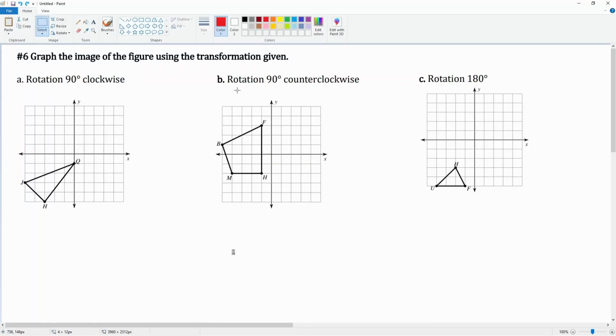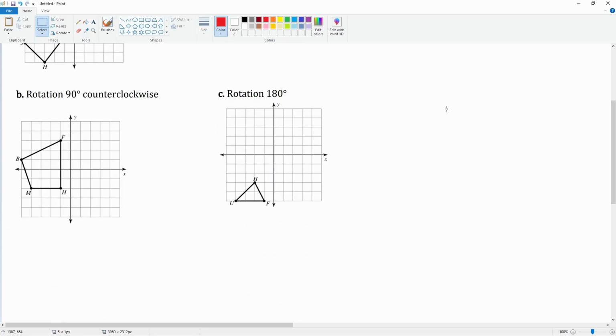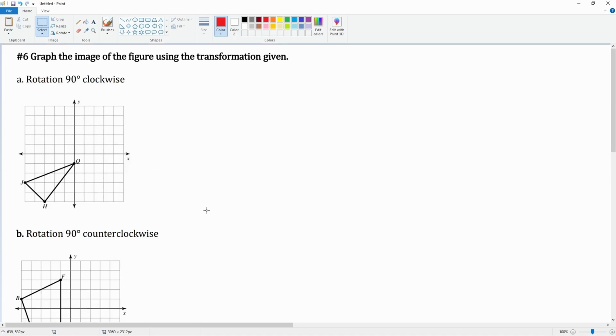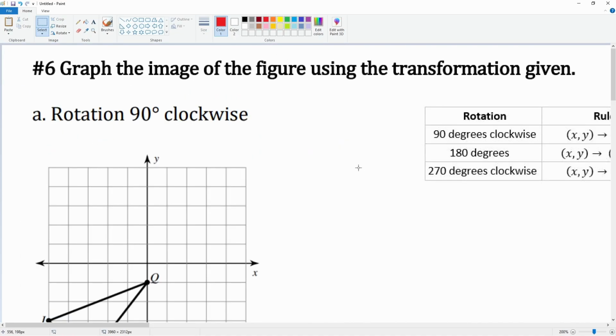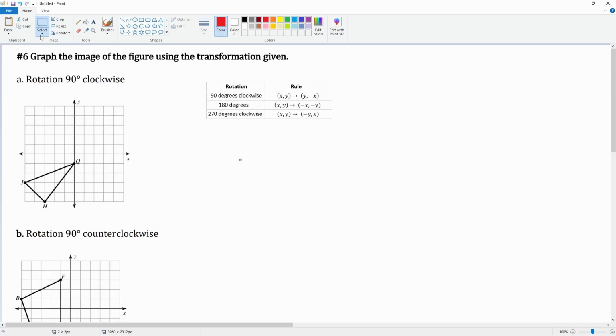Section 9, number 6, it says to graph the image of the figure using the transformation, and these are all rotations, okay? So I'm going to move it down a bit here so we have room to work on these problems. And I want you to understand it is always best here to just remember the rotation rules, okay? And the rotation rules, the major ones are here.